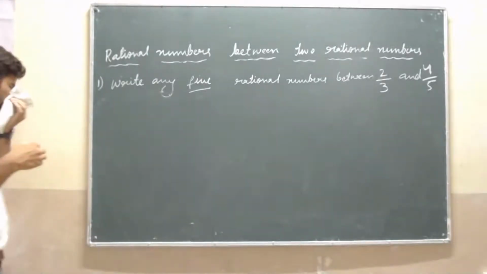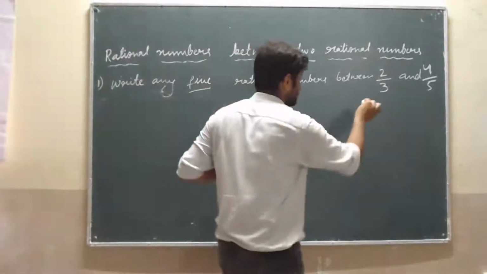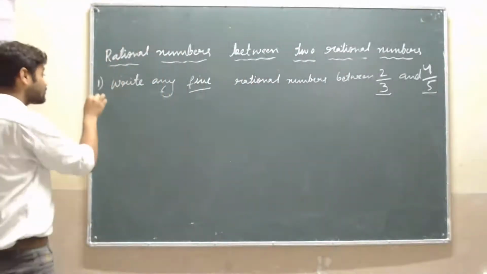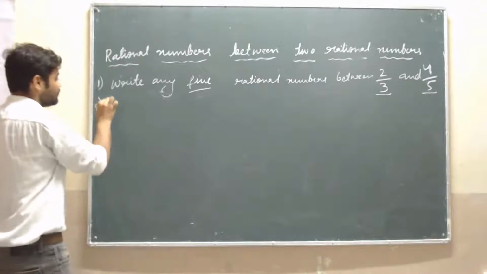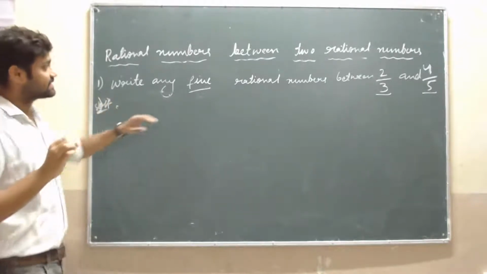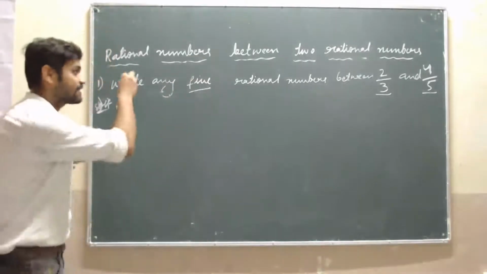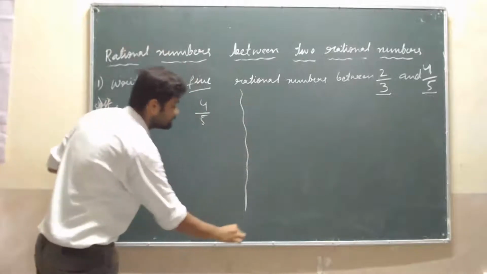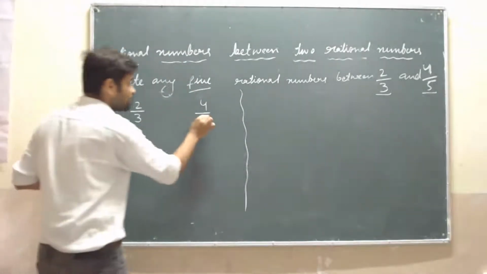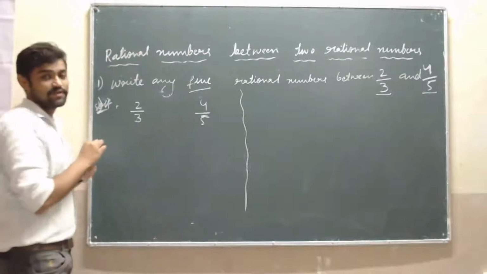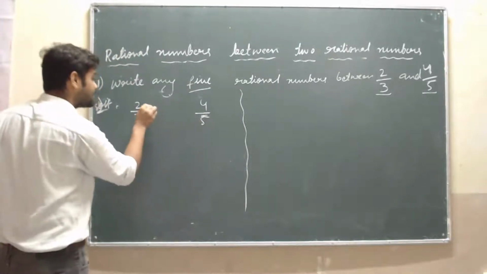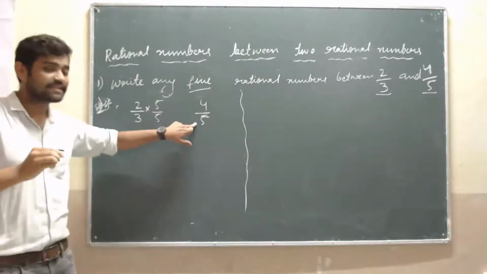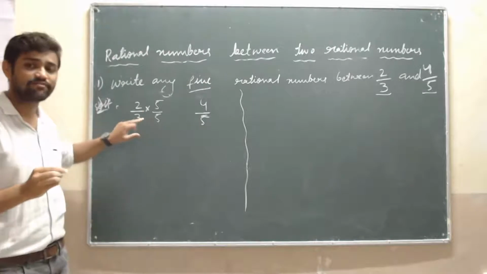What we will do? First we have to check whether the denominators are same or not. Here the denominators are different. So what we have to do? First step, we have to make the denominators the same. I will write it here. 2 by 3 and 4 by 5 is here. How will we make both denominators same? Sir, multiply and divide by the opposite denominator. What is the opposite denominator? For this, it is 5, multiply and divide by 5.